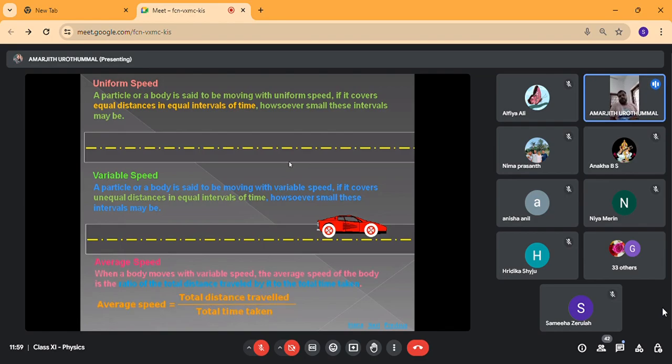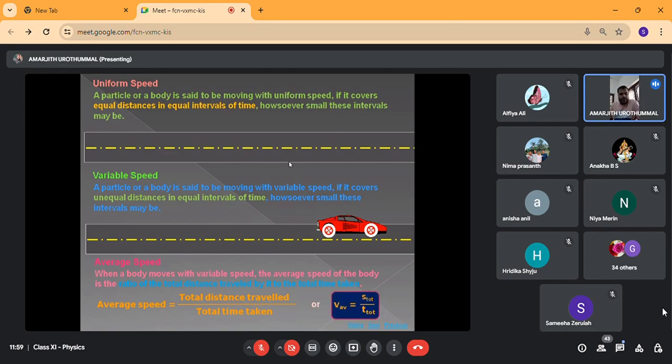Now, average speed. Average speed means in a particular journey, if the object is traveling with different speeds, we will calculate the average speed. How to calculate the average speed? The total distance traveled divided by total time taken. How much total distance it is traveling divided by what is the total time taken. That is called the average speed.